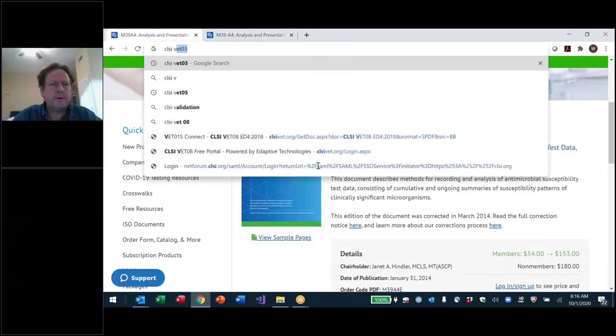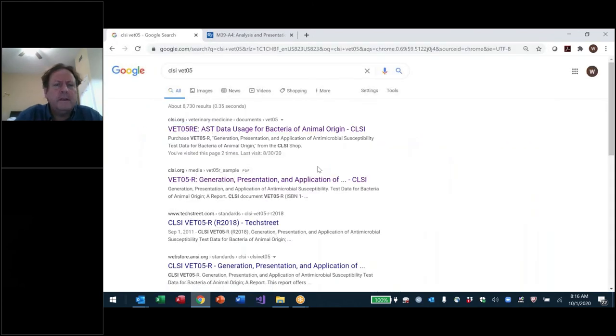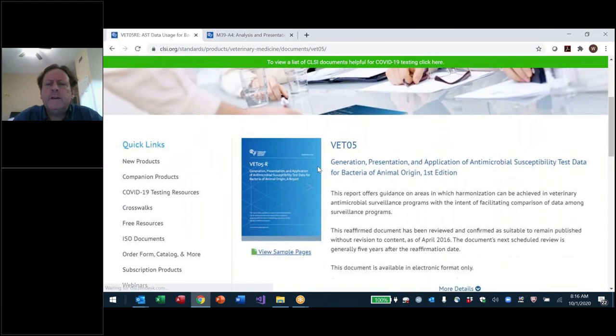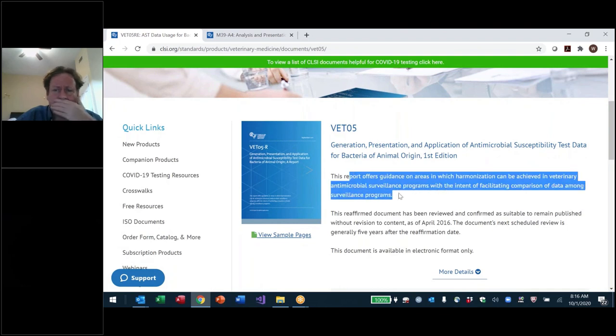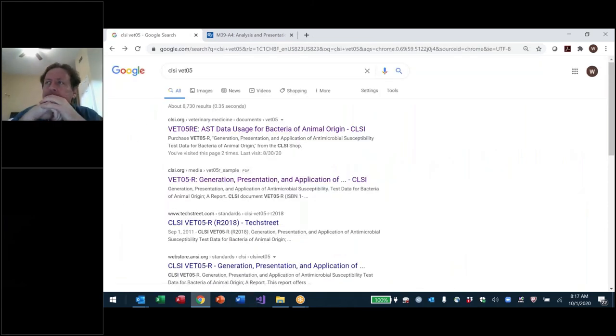There's another one that I'm also a co-author on. They keep on changing the number. CLSI VET05. Yeah, VET05. Generation, presentation, application of susceptibility test, veterinary antibiotic surveillance programs. This document has the letter R. The R means it's a report. It's a one-time thing. A lot of things start as a report the first time, and then later they get made into guidelines. So this is not a guideline. This is a report. Some of these reports are a simple report published once. Some of the reports eventually are transformed into guidelines that are updated periodically. So that's that on veterinary documents.